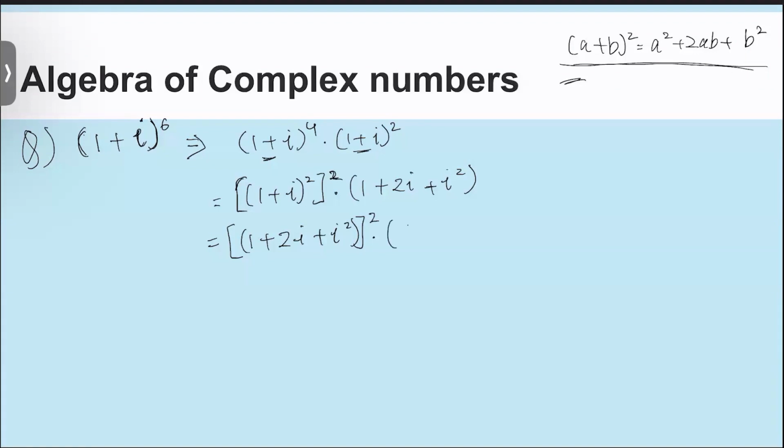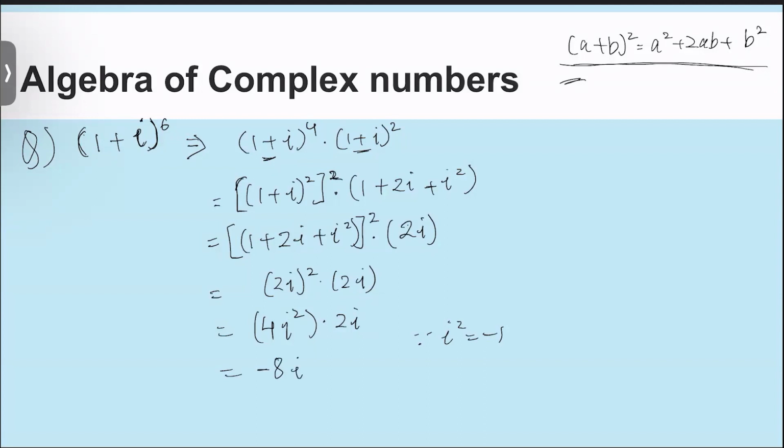If this is minus 1, then 1 and minus 1 will get cancelled out. What we are left with is 2i. Similarly, if you substitute for i squared, what you are left with is (2i) squared. Now over here, 2 squared is 4, and again you have i squared. Since we know that i squared is equal to minus 1, this becomes minus 4. Minus 4 into 2, 8. So this is minus 8i. This is your answer.